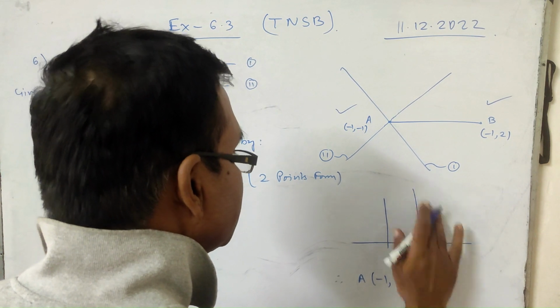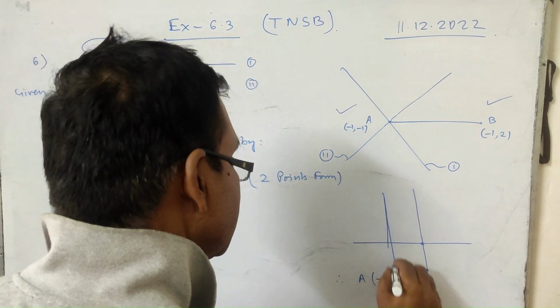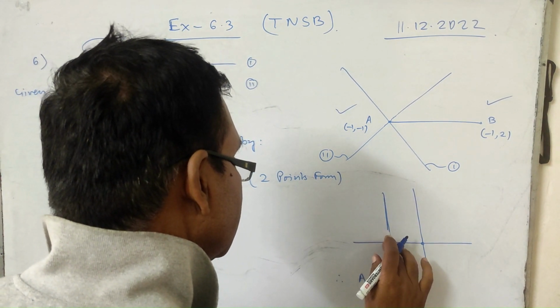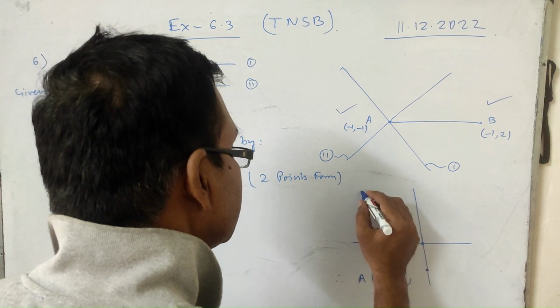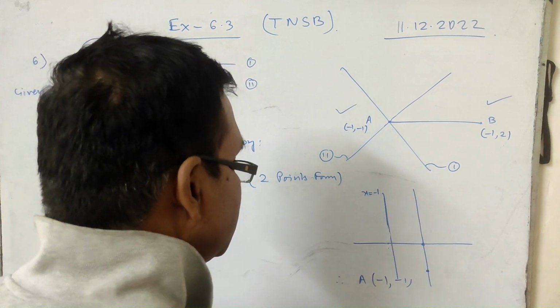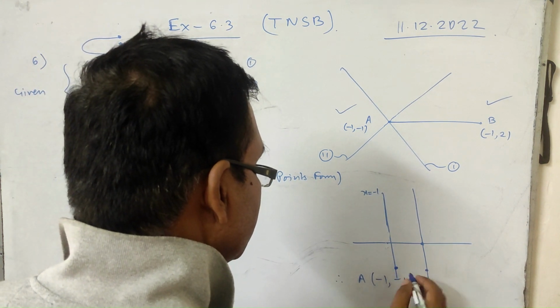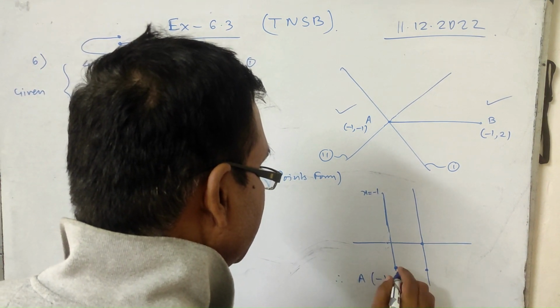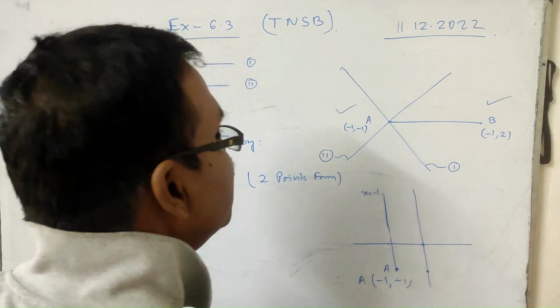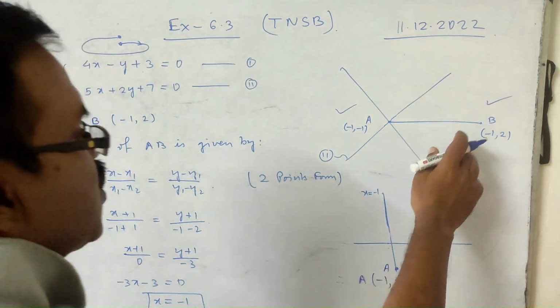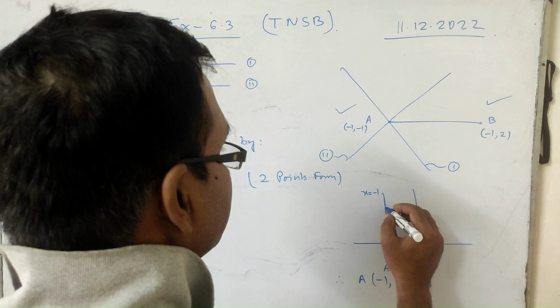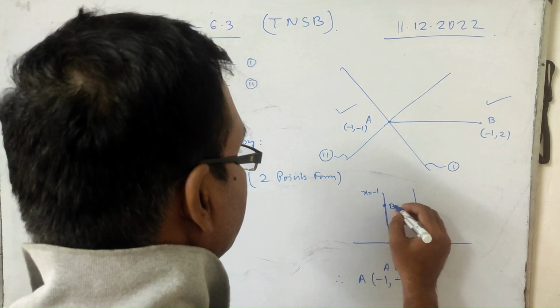So this is your y-axis, this is your x-axis, and the line is x is equal to minus 1. See, the A point is somewhere here, isn't it? Minus 1 comma 1, right? This is your A point. And B is minus 1 comma 2, so B is here somewhere. Got it? This is your B point.